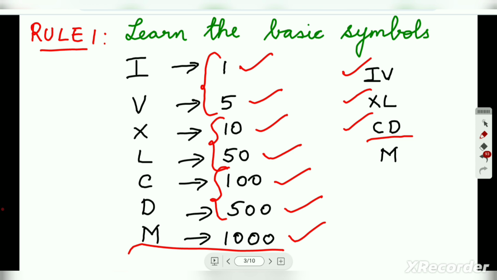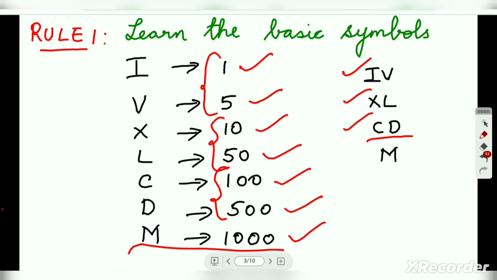I for 1, V for 5, X stands for 10, L stands for 50, C stands for 100, D for 500 and M for 1000. Now let's see a quick trick to remember these symbols. First, let's break the numbers into pairs.